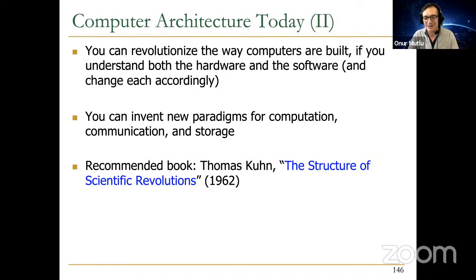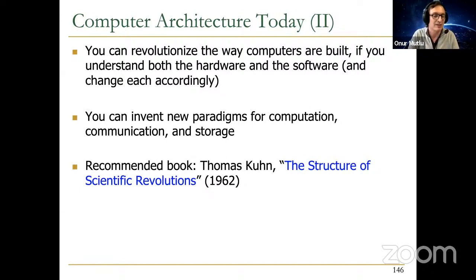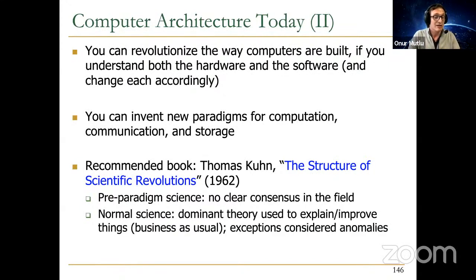And again, I recommend a lot of stuff in my lectures, as you can see. This is another book that I would recommend. It was written by Thomas Kuhn. It's a philosophy of science book. It basically covers a lot of scientific revolutions in physics, chemistry, astronomy, etc. It basically analyzes the structure of them. It basically says that there are some cases where science is not satisfactory because there is no clear consensus in the field. And scientists try desperately to find something that explains the phenomena. And hopefully, they would like to be in normal science. There's a dominant theory that's used to explain things, business as usual.